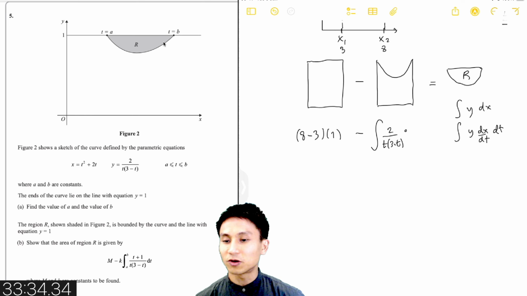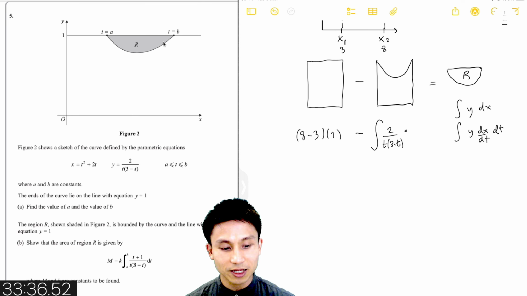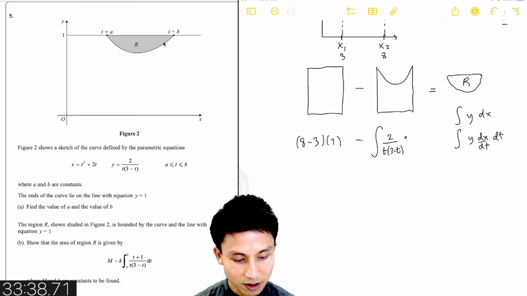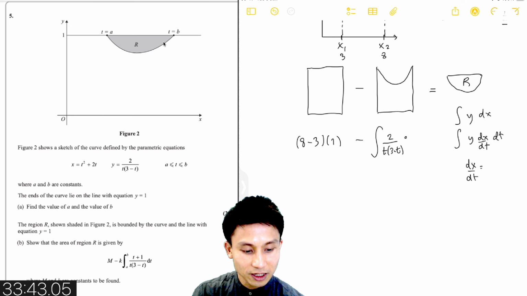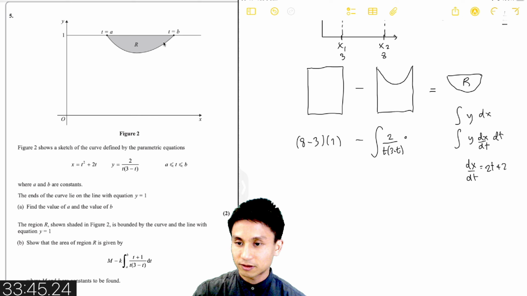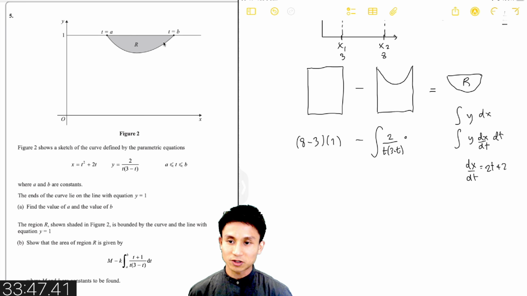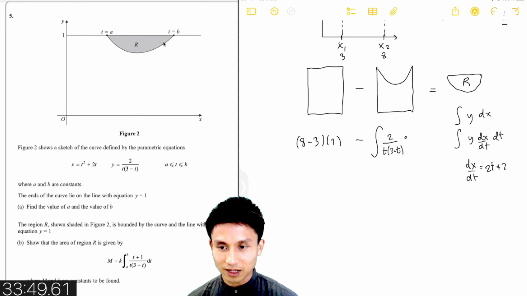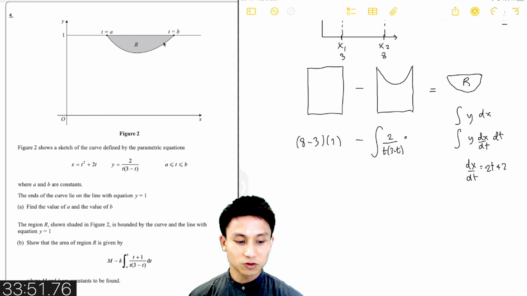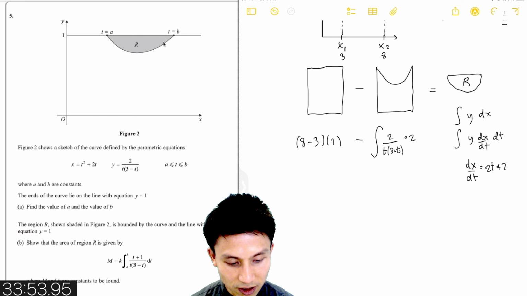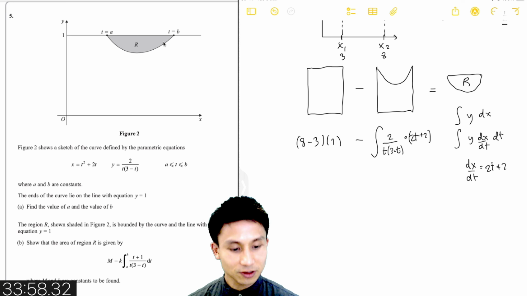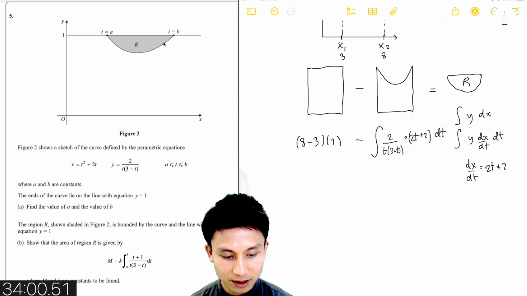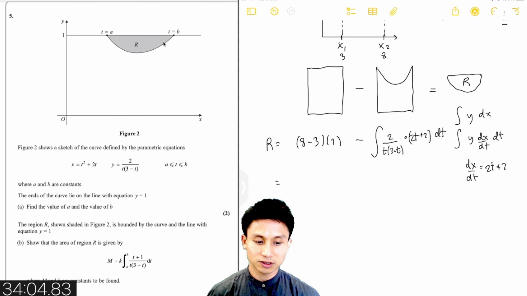dx by dt, well, if you differentiate, I can write this first. Just quickly there, so you get 2t plus 2, right? So differentiating t to the 2, you get 2t, differentiating t, you get 2. So I'm going to put 2t plus 2 here in brackets. And then dt here. So we're going to get region R here, area of region R is just that.